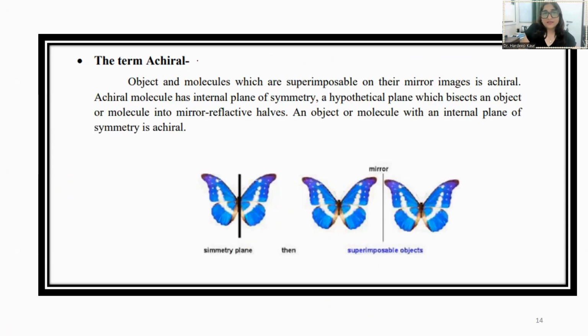But what is achiral? Achiral is just the opposite of it, so they will have superimposable mirror images. How will we get it? Take one example of this butterfly. There is one plane. This is a hypothetical plane.